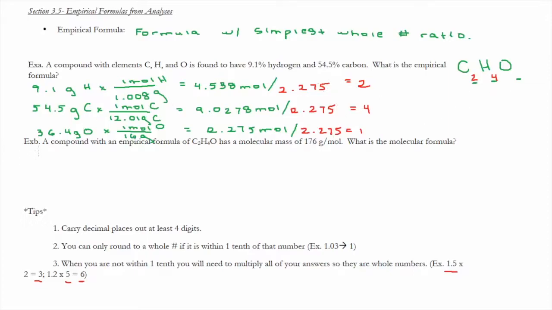Now, here it says a compound with an empirical formula of C2H4O, which is what I got, has a molecular mass of 176 grams per mole. What is the molecular formula? So what you're going to do is take the molar mass, which is 176, and divide it by the molar mass of your empirical formula.